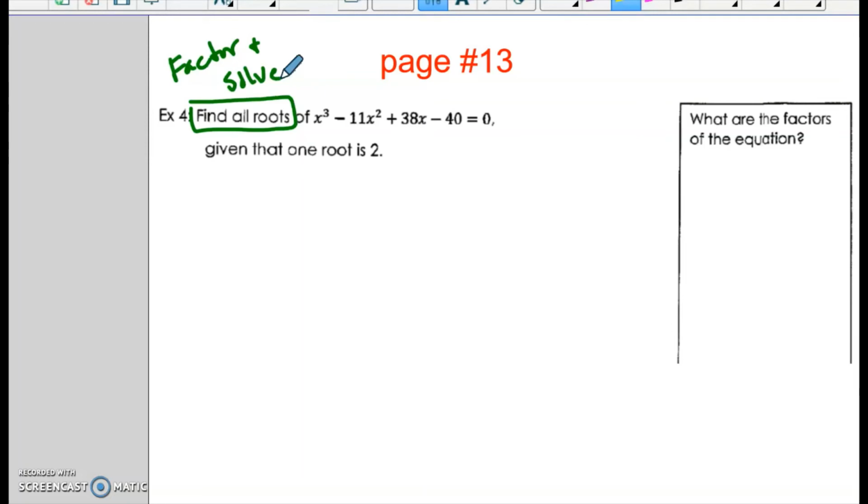And it's telling you that one of those roots is 2. So that does 2 things for us. That's the number that goes into our box for synthetic division, and it's one of our answers. So that's part of our answer.